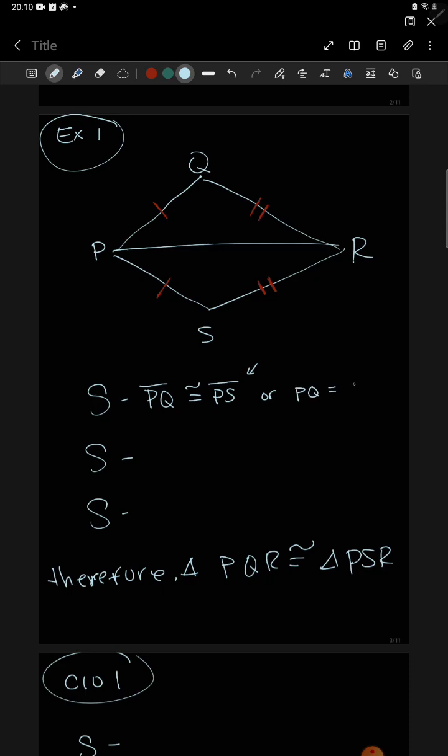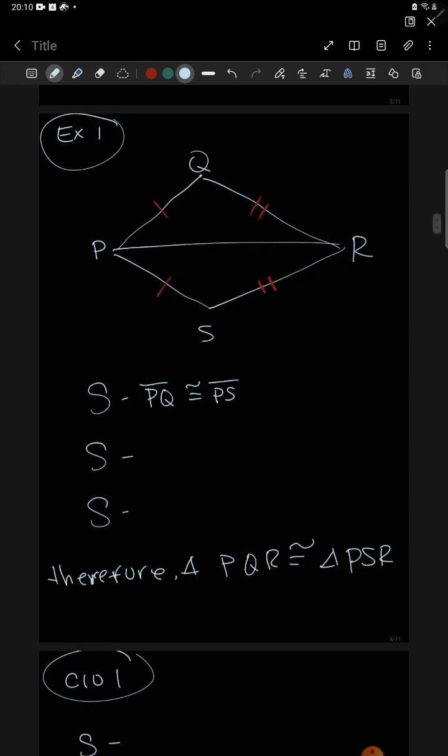PQ is equal to PS. That's a little bit easier to write. You'll find it when you check out my homework that I have both. I've kind of used them interchangeably. It doesn't really matter. But what does matter is that you do not use the congruent symbol when you're talking about variables. You use the equality symbol. You can only use the congruent symbol when you're talking about a tangible thing, which is a segment. Okay? All right, so we'll say segment PQ is congruent to segment PS.